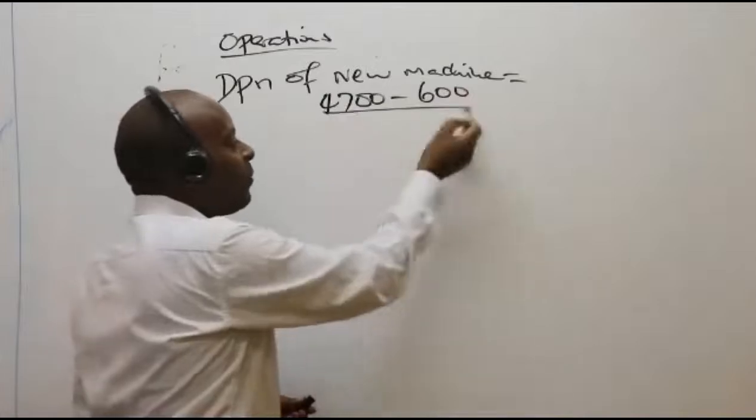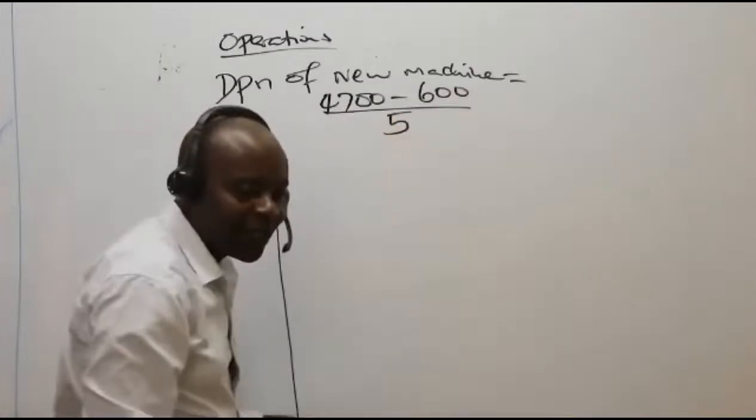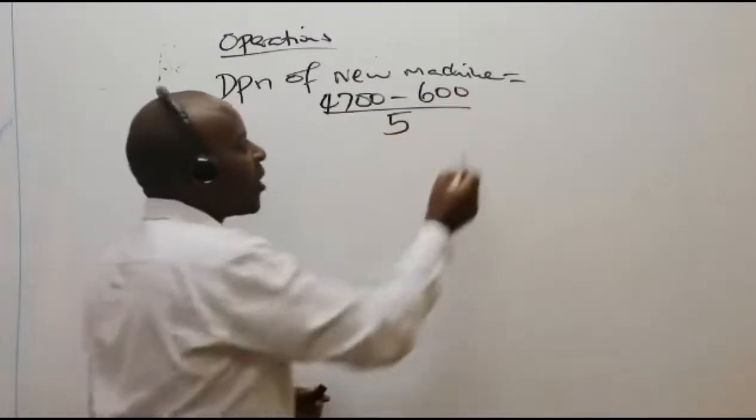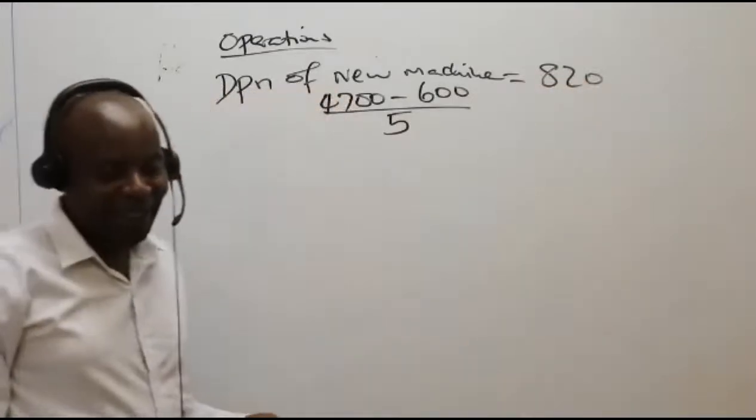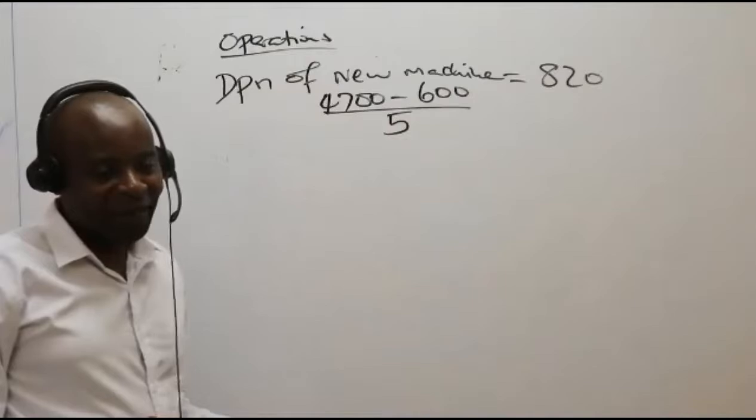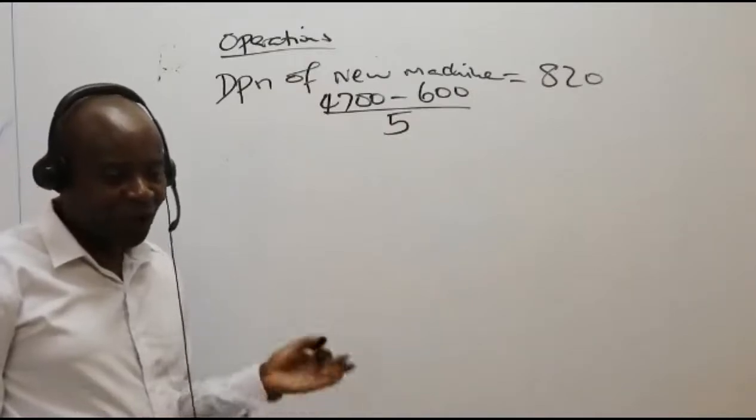Divide by what here? Number of years, which is 5. Somebody tells me they are getting a figure of what here? 820. They're getting a figure of 820. That is the depreciation of the new machine.